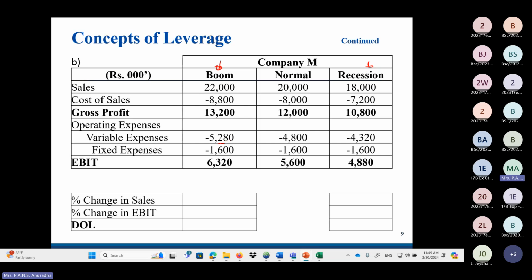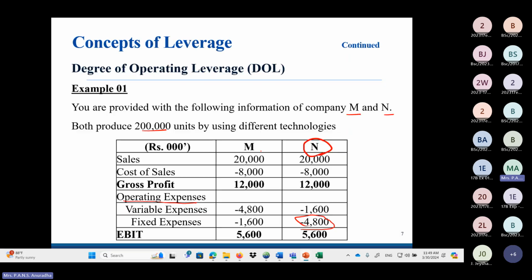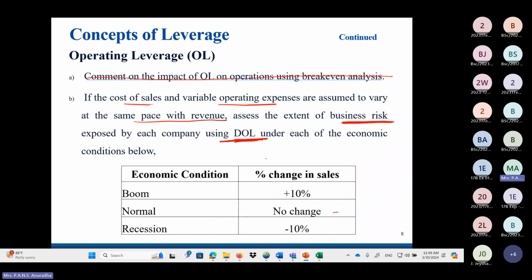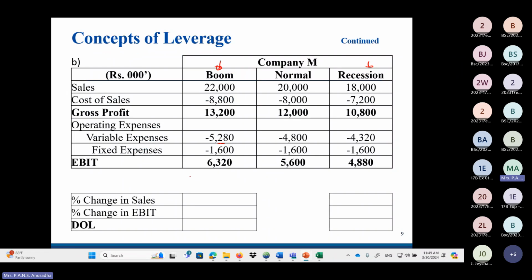In the recession, sales are decreasing by 10%, so 20,000 decreases to 18,000. Cost of sales and variable expenses also decrease by 10%. The fixed operating expenses remain constant. This is for company M. So now for company M, you can calculate the degree of operating leverage.